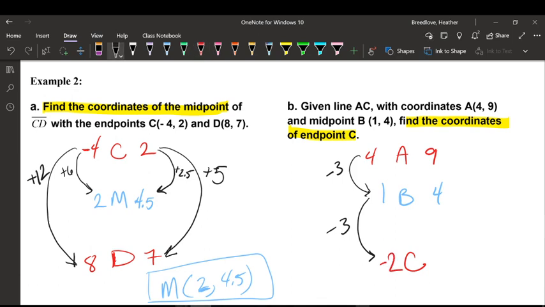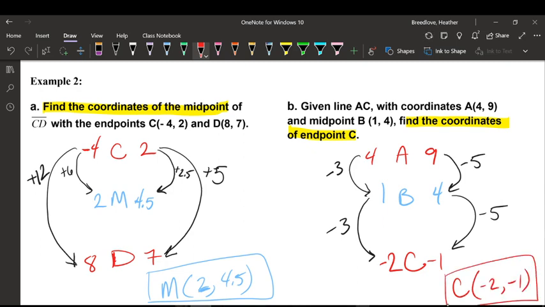And then for the y's, I got to do the same thing. If I go from 9 to 4, that means I took 5 steps in the negative direction, or I went minus 5 steps. Maybe I walked backwards. And then from the middle to the other end has to be the same distance. So I'm going to take another minus 5. 4 minus 5 is negative 1. So my other endpoint C is at negative 2, negative 1. Super easy. You'll love it.